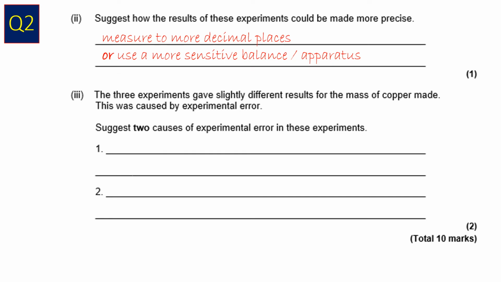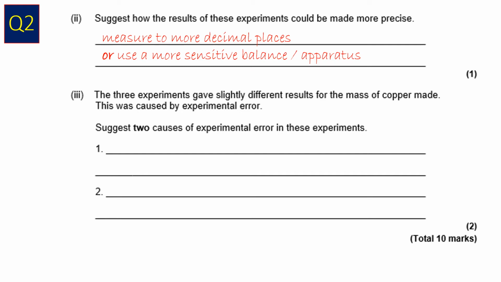We're then asked to suggest how the results of these experiments can be made more precise. So that's when we're looking at our decimal places, maybe using a more sensitive balance, so one that measures with more decimal places, or apparatus. Part 3, the 3 experiments gave slightly different results for the mass of copper made.